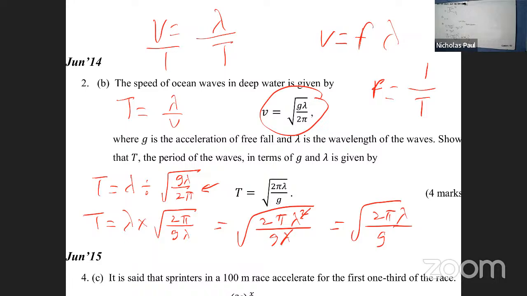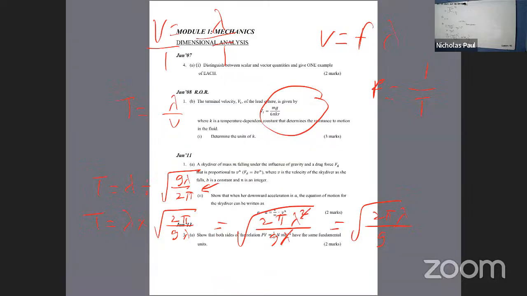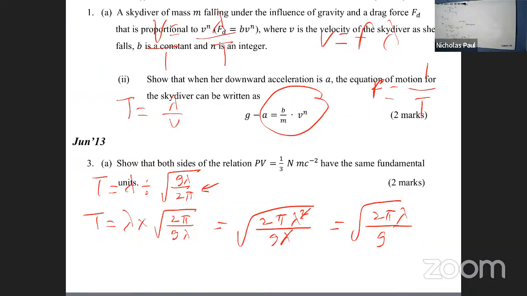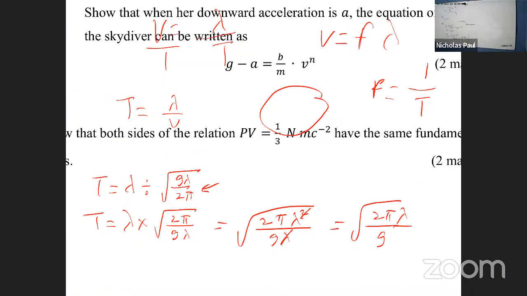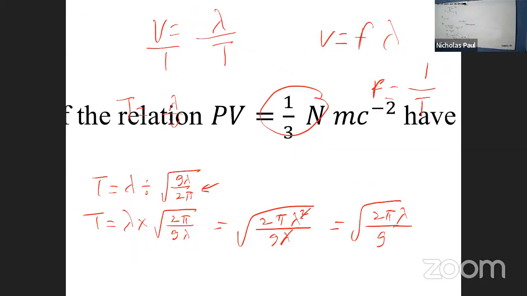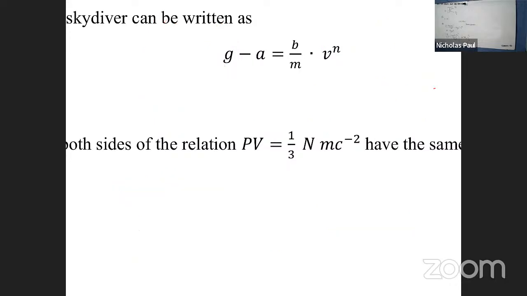Okay, next one. After you copy that down, we just have one more to do here. Last thing I put on here: show that both sides of the relation have the same fundamental units.